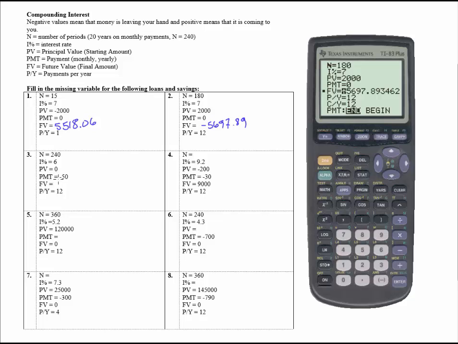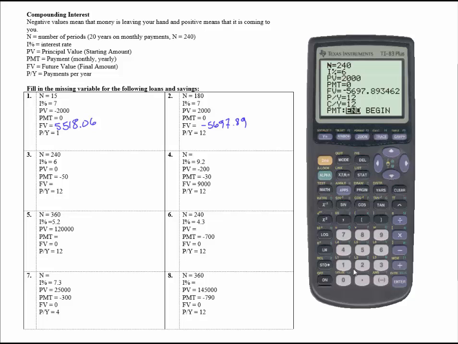Number 3. We'll punch in these. Now look at this. This one actually has a payment of negative $50. So you're going to make a payment over the course of every month for it looks like 20 years at a 6% interest rate, and we'll see how it grows. So it's actually a pretty neat little app to be able to punch in almost everything. So let's go up here to the N is 240. You just punch it in. Interest rate is now 6%.